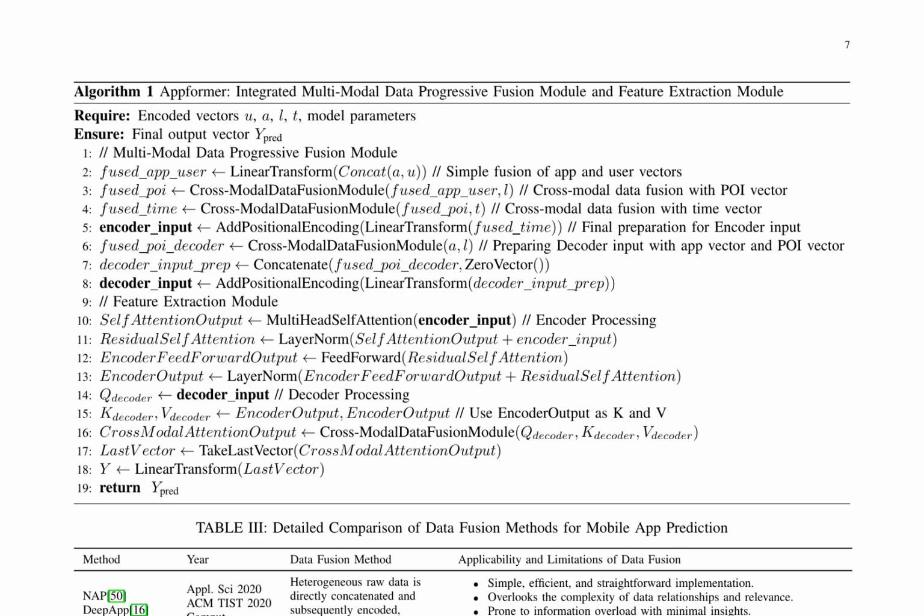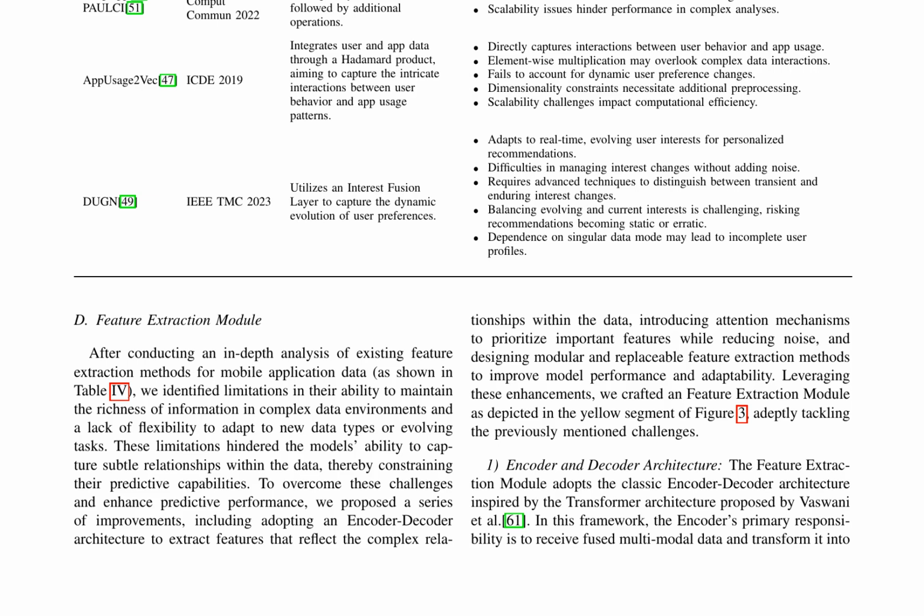Algorithm 1, Appformer, integrates a multimodal data progressive fusion module and a feature extraction module to process mobile app usage data. The fusion module combines app, user, POI, and time vectors through a series of linear transformations and cross-modal data fusion operations. The feature extraction module employs an encoder-decoder architecture, inspired by the transformer, to capture complex relationships within the data. The encoder processes the fused multimodal data using multi-head self-attention and feed-forward networks, while the decoder decodes the high-dimensional representation and combines it with a conditional vector to produce the target sequence.